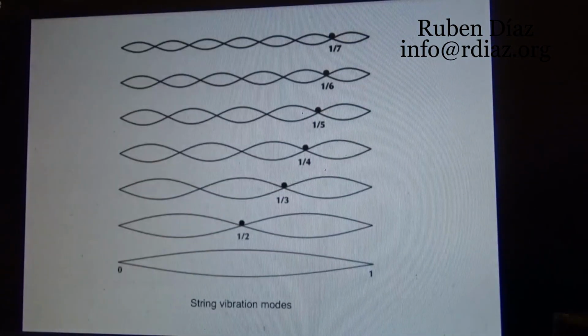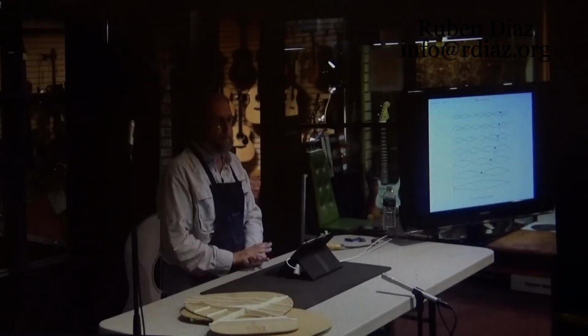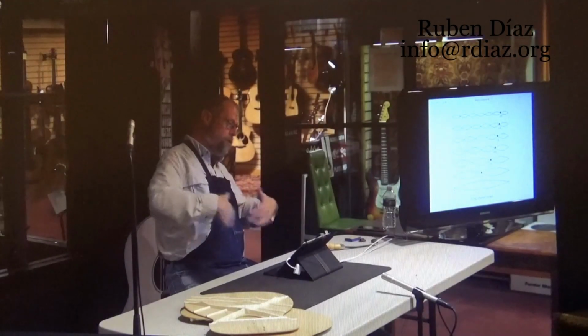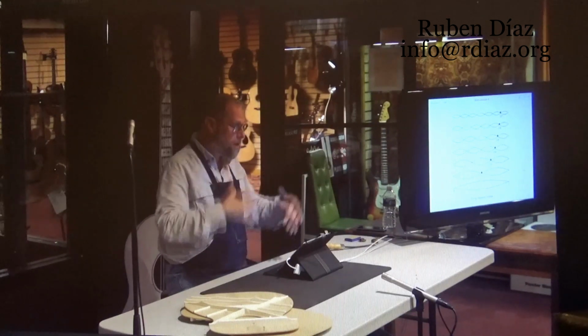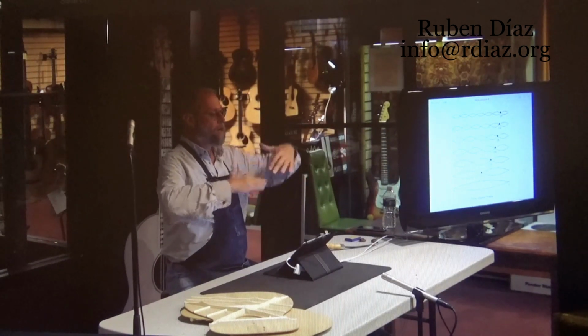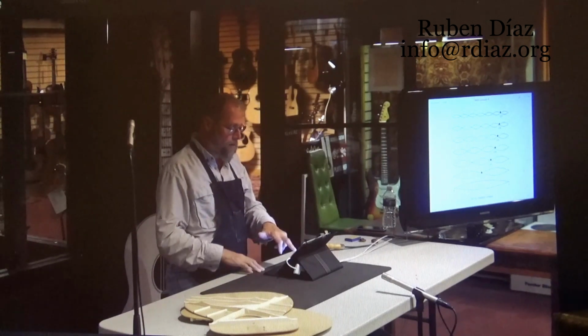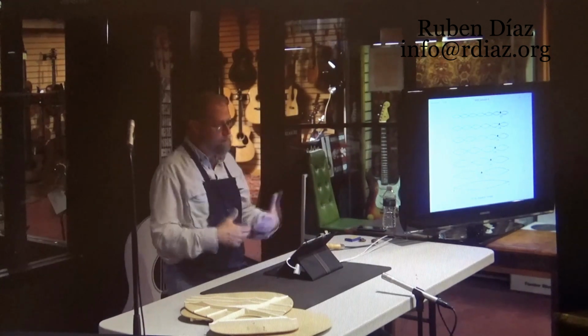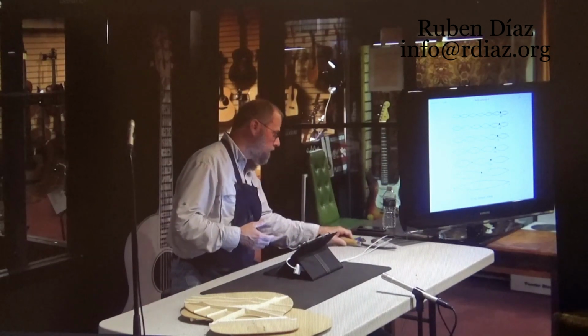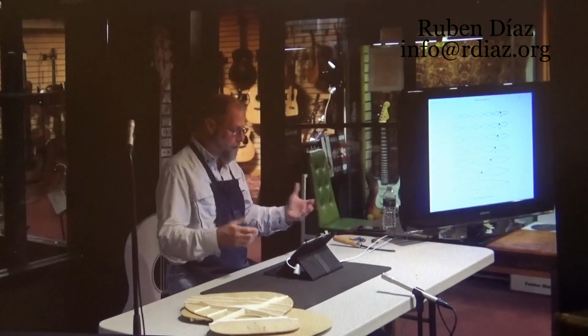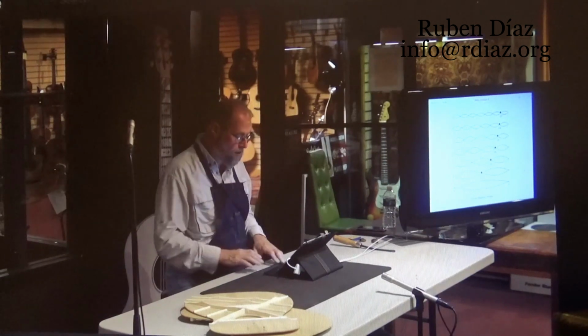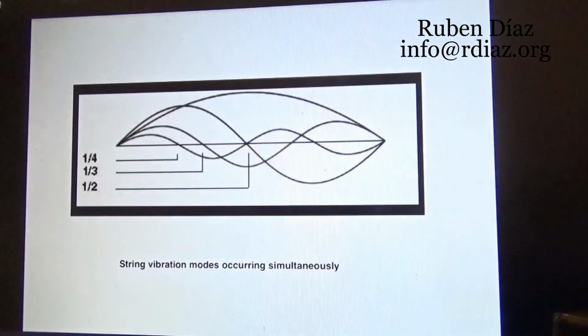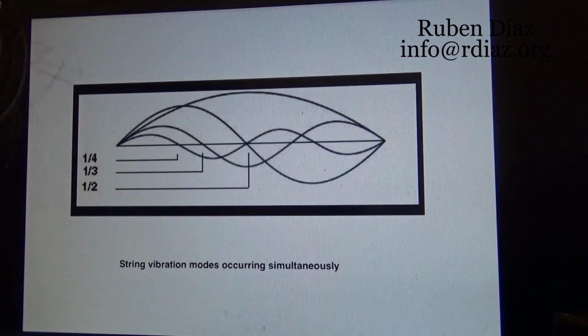We'll break that down a little bit. A string is capable of vibrating in a variety of modes. You think of a string as you pluck it and it does this kind of thing, but it also divides in half, and then in thirds and fourths and fifths, and these are called vibration modes, or later on we'll see how they translate to overtones. The important thing to understand is that the string vibrates in these various modes simultaneously.